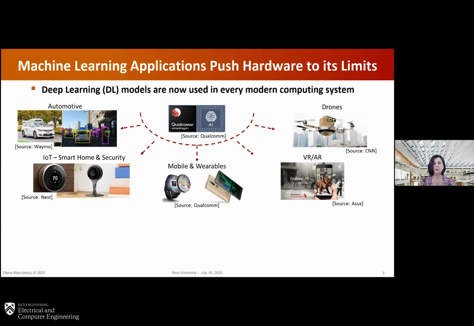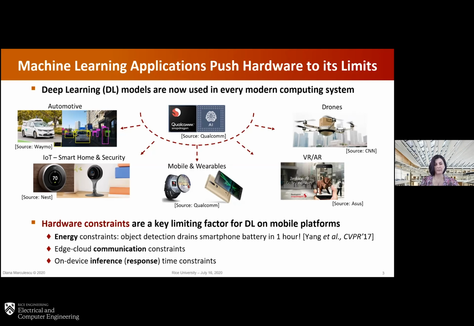All of these require quite a lot of computing resources. And the reason for that is deep learning models, as you know, are complex. When we talk about deep learning, it means there are a lot of layers that these machine learning models have, and that requires quite a bit of computation, quite a bit of memory usage. So if we would like to push this to the edge, we are going to incur quite a bit of overhead. So indeed, hardware constraints are a limiting factor in pushing deep learning applications to mobile platforms.